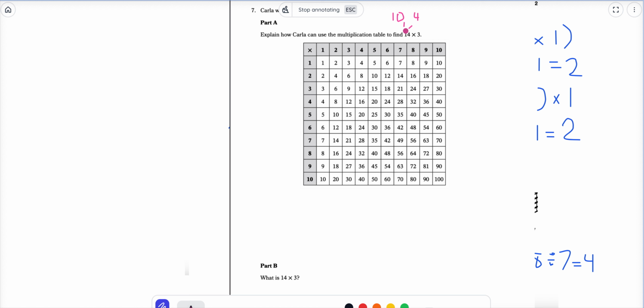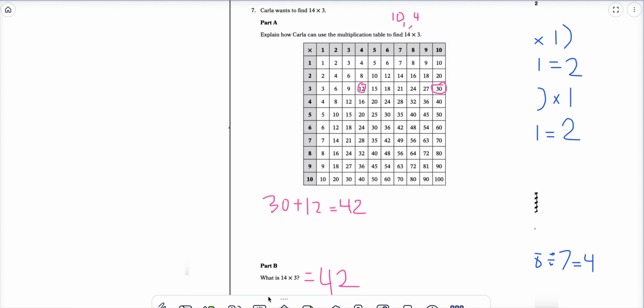So let's do the first one. 10 times 3 is 30. 4 times 3 is? So what's 30 plus 12? Good, Ellie. It's 42. 30 plus 12 is 42.